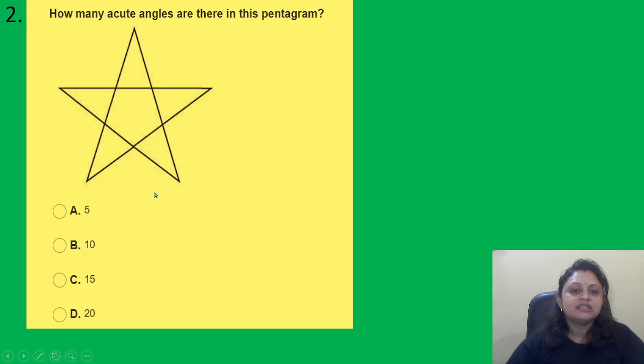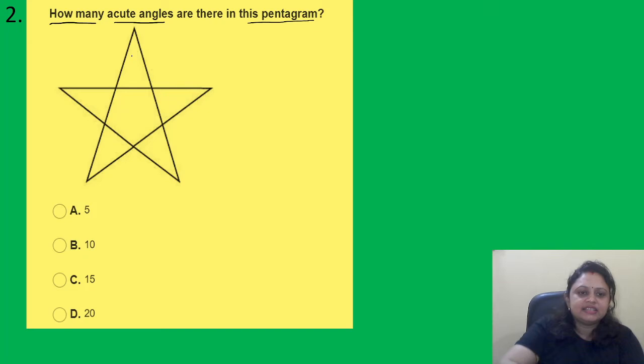How many acute angles are there in this pentagram? Option A 5, B 10, C 15, D 20. Here it is asked how many acute angles are there in this pentagram. As we know, an acute angle is less than 90 degrees. So here 5 triangles are there, 1, 2, 3, 4, 5, and in each triangle 1, 2, 3, so in each triangle 3 acute angles are there.